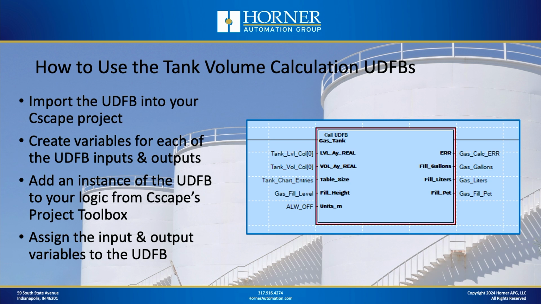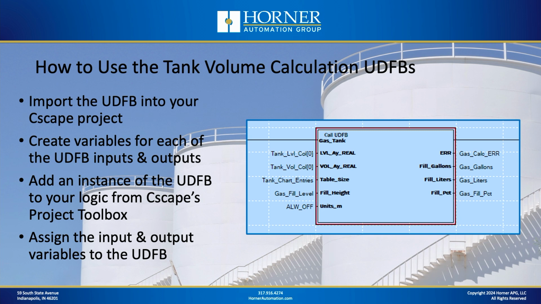Now, what are the steps that are going to be involved to actually use this function block? Okay, I've talked about the inputs, I've talked about the outputs, I've talked a little bit about what's happening behind the scenes. Basically, here are the steps. We're going to show you a lot about this UDFB, but we won't show you each of these specific steps. Basically, you're going to import the UDFB into your Cscape project. You're going to create variables in your program variable window for each of the UDFB inputs and outputs. Okay, and we reviewed those over the last two slides.